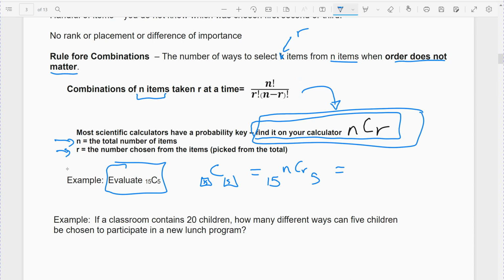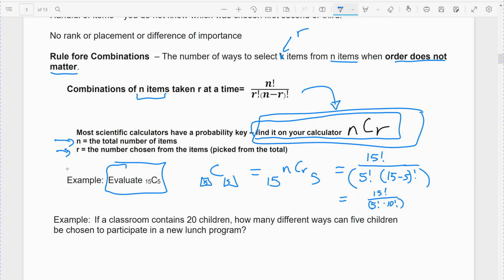So it'd be n factorial, in this case 15 factorial, divided by, now make sure you're careful when you divide, put parentheses around it, r factorial, so 5 factorial, times 15 minus 5 factorial. If you simplify that, that would be 15 factorial over 5 factorial times 10 factorial. And again, put parentheses around the denominator so you divide by the 5 factorial times the 10 factorial. Otherwise, you won't get the right answer.